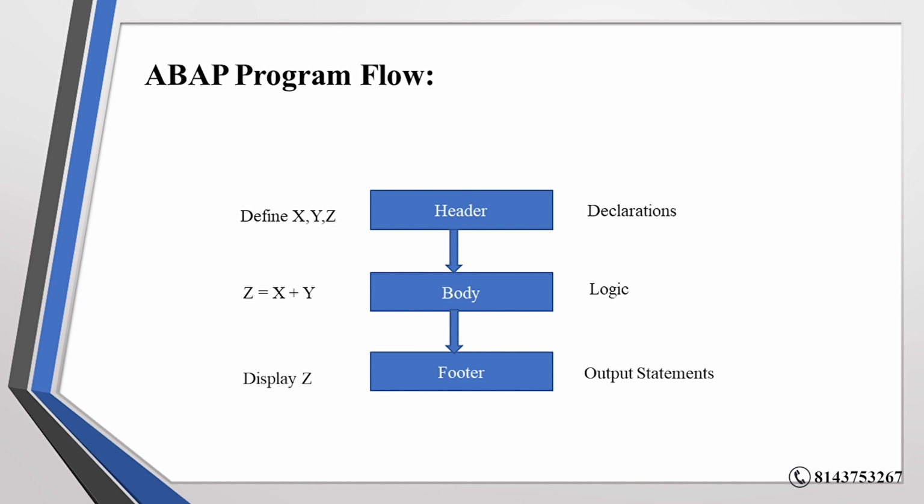So how will be the flow? First, we will declare all the variables, whatever we want to use inside the program. We will declare them at the header level, that is called declarations. See here, one example is given like define x, y, z. So we are defining three variables: x, y, z.